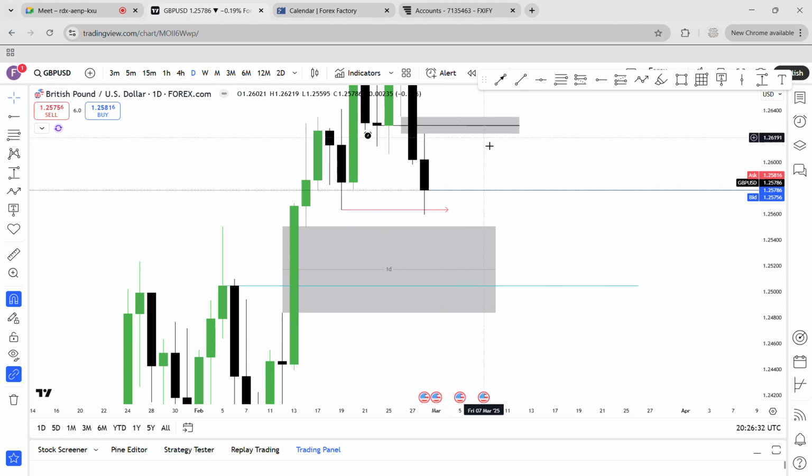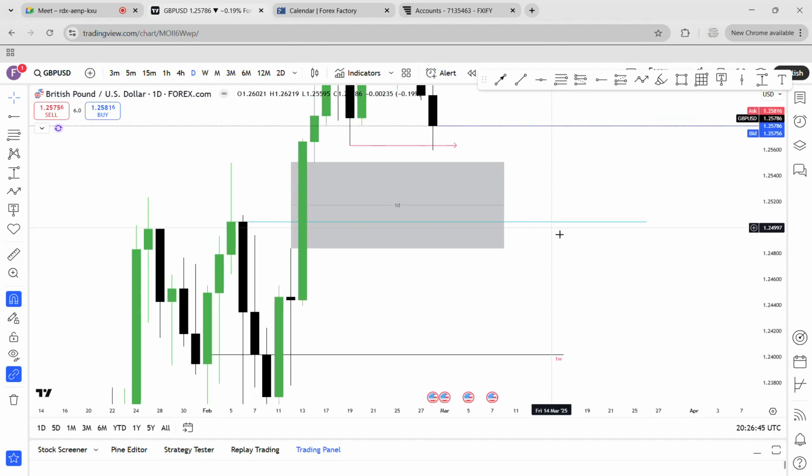And before you see price now come down to what? Seek a low into this area. It could drive more down into this line, whatever the color, it doesn't matter.